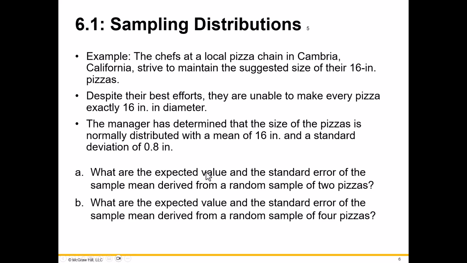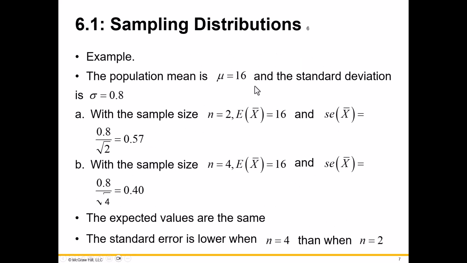So in this case, what value would we expect from any one pizza, and what is the standard error of the sample mean if our sample size is just two pizzas? And we'll run it through one more time, this time doubling the size of our sample up to 4 pizzas. So for both of these, our expectation through and through is going to be that a pizza is 16 inches.